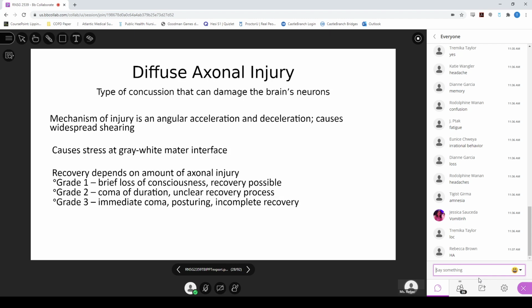Okay. Diffuse axonal injuries. These are concussions that cause damage to the brain's neurons. The mechanism of injury is acceleration and deceleration, and it causes widespread shearing. This causes stress on the gray and white matter. CAT scan results will not show you the actual lesions, and an MRI is the one that will. MRI predicts the length of the coma and is the diagnostic test for this. So the reference diagnostic test for this type of concussion is the MRI.